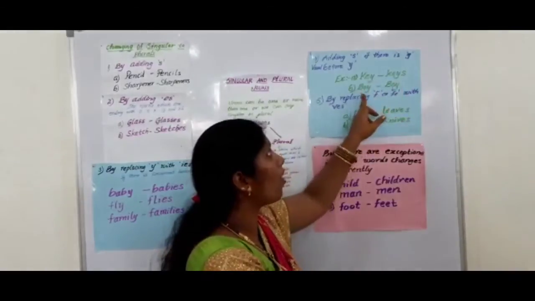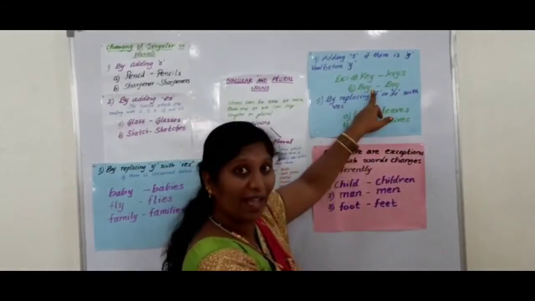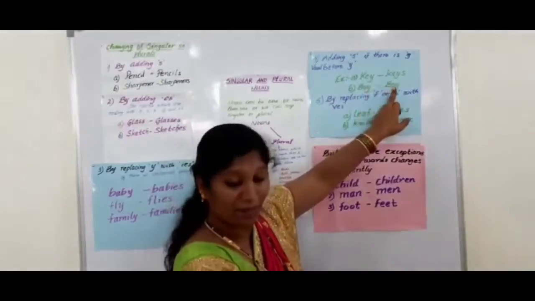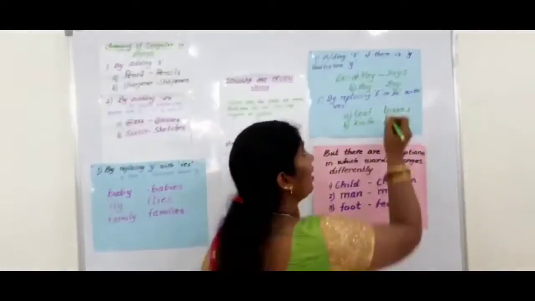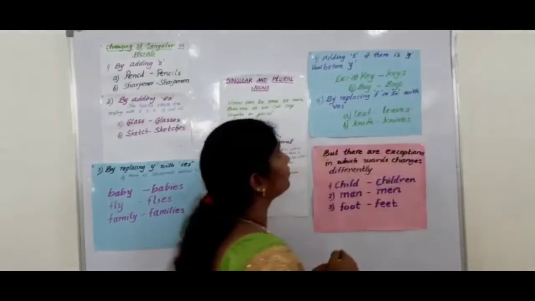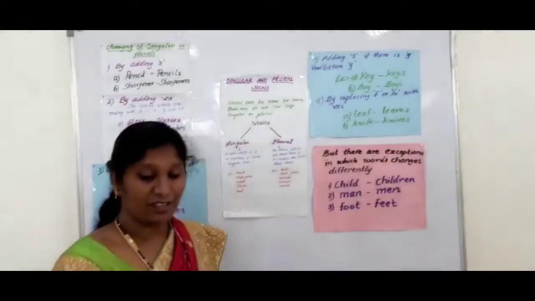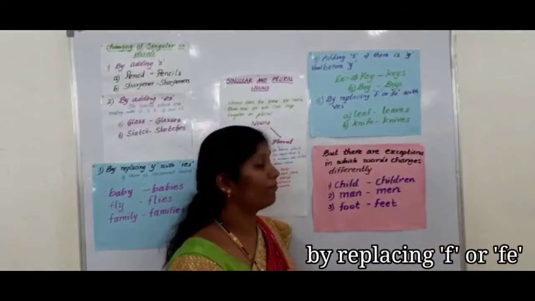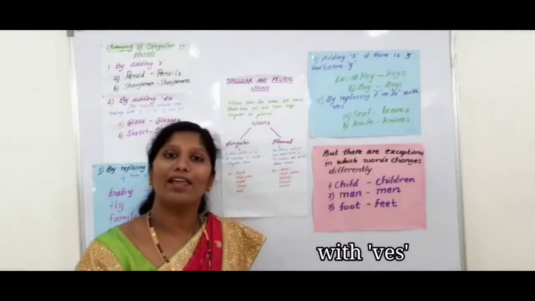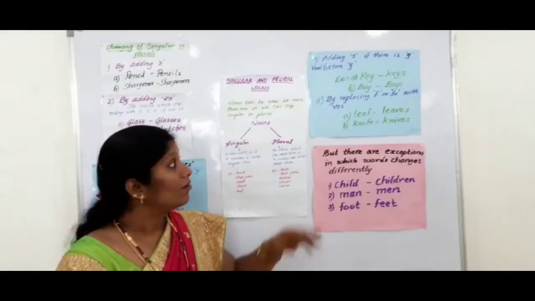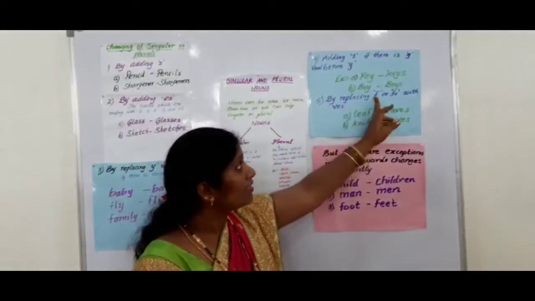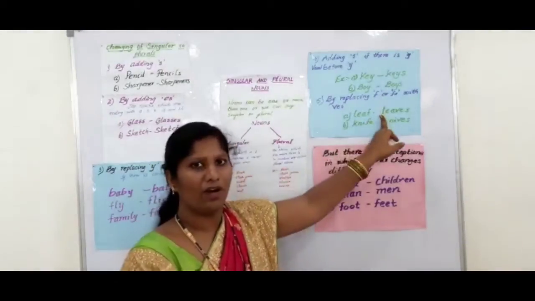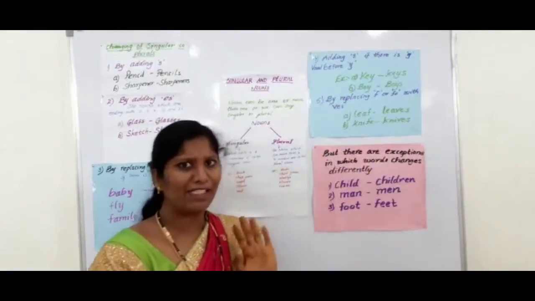In the same way, boy. So here there is Y, but before Y there is a vowel. So you have to add S. Okay, you have to add S. Next, children, the next rule is replacing F or FE with VES. By replacing, you have to remove this F and you have to keep VES at the end of the word. Most of the children will make this mistake.